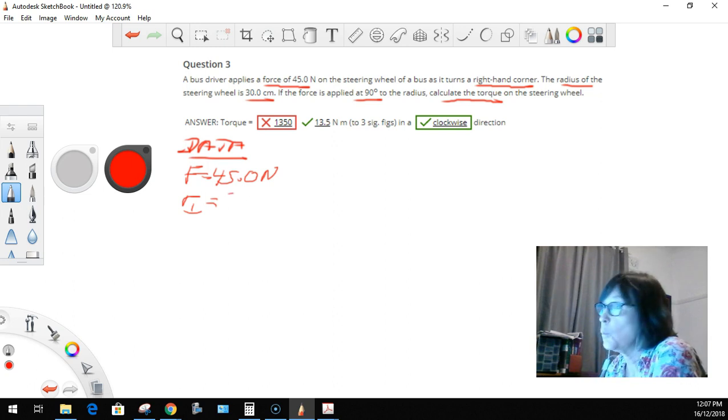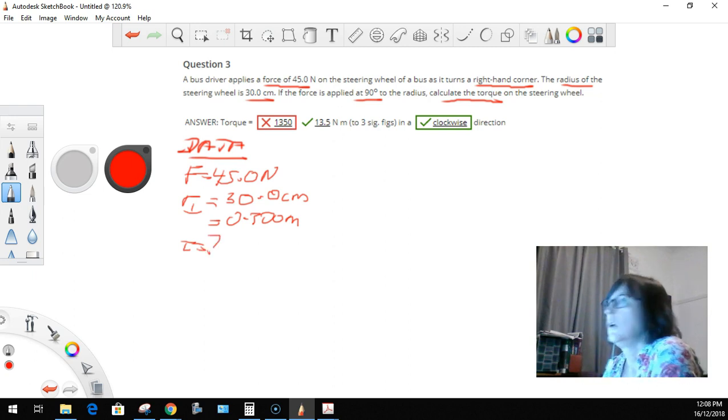Now here's where we don't forget, you've got to convert the units. So this student forgot to convert. Centimeters to meters will give us 0.30. So what we're after is torque. That's our unknown. All right, what else do we need? The direction is clockwise.